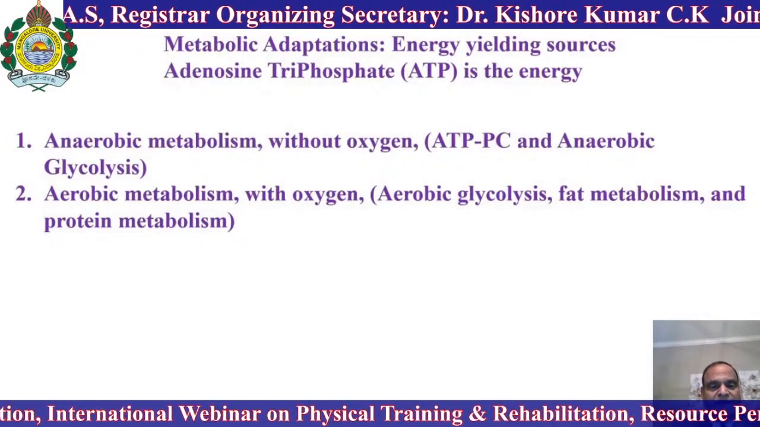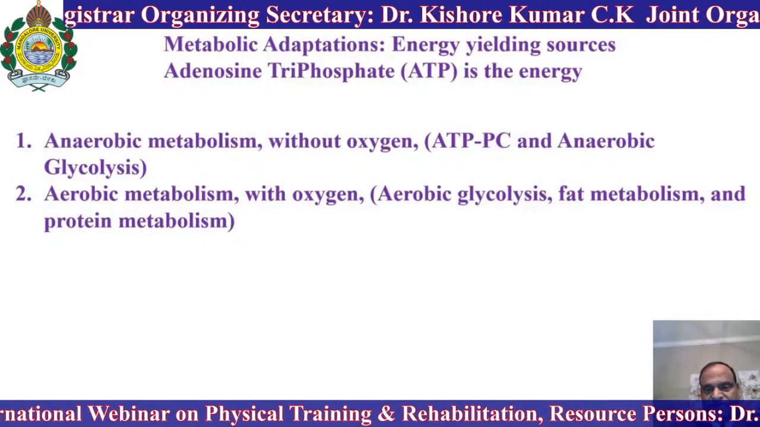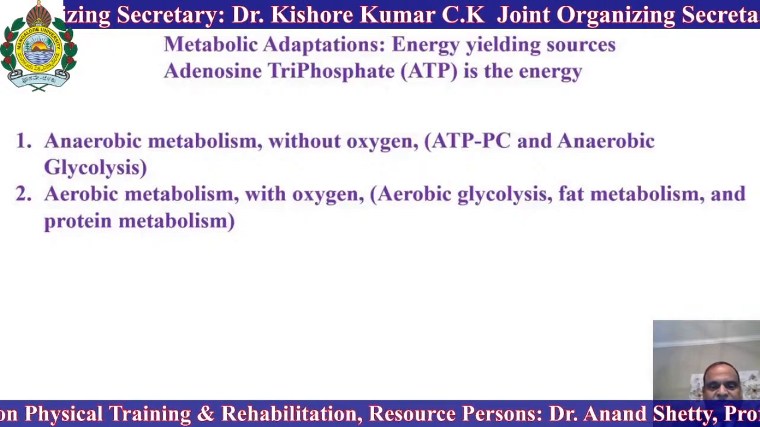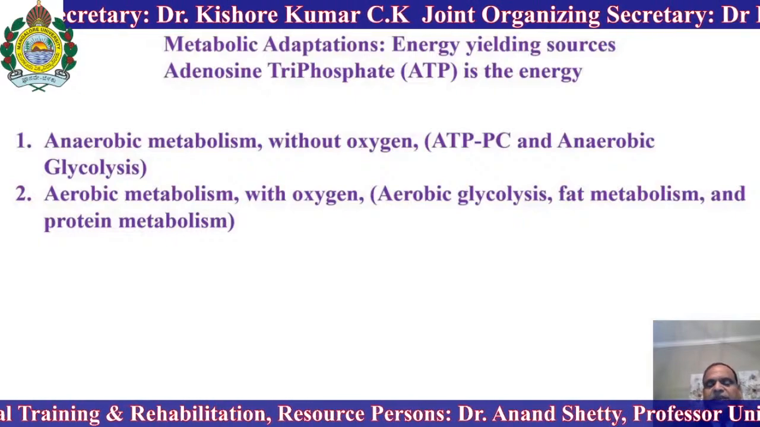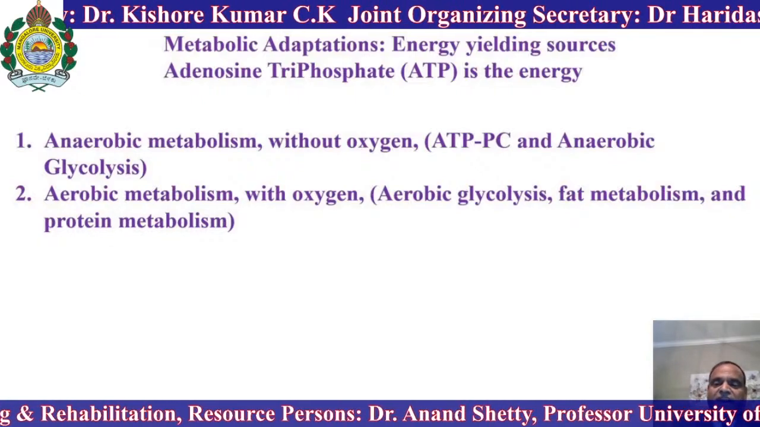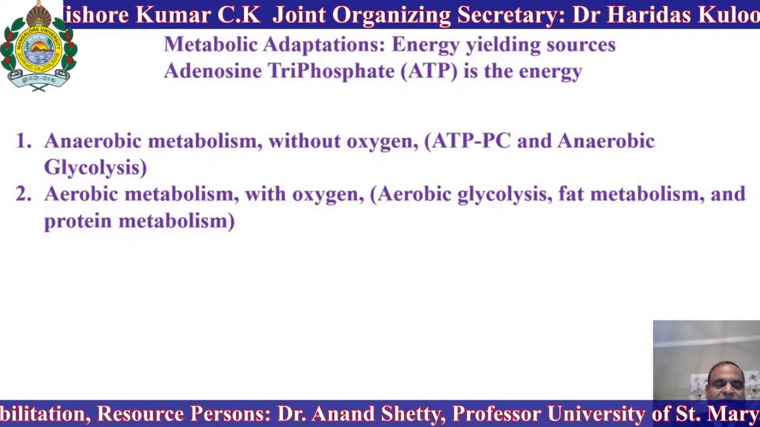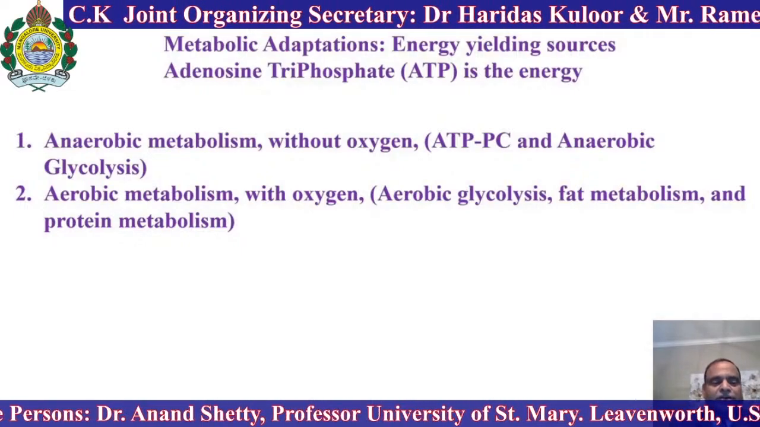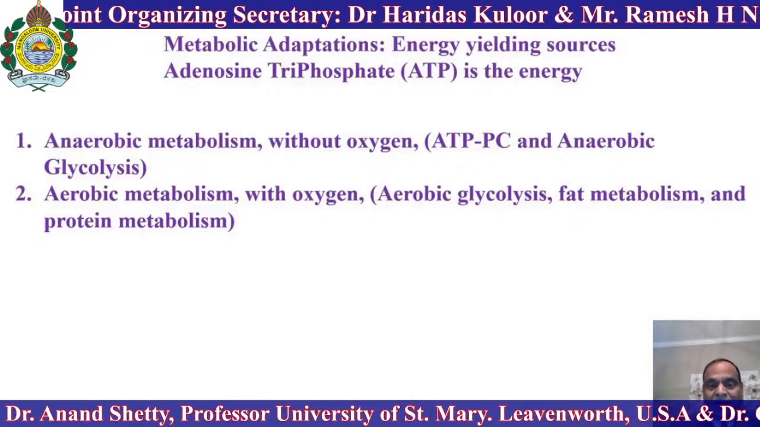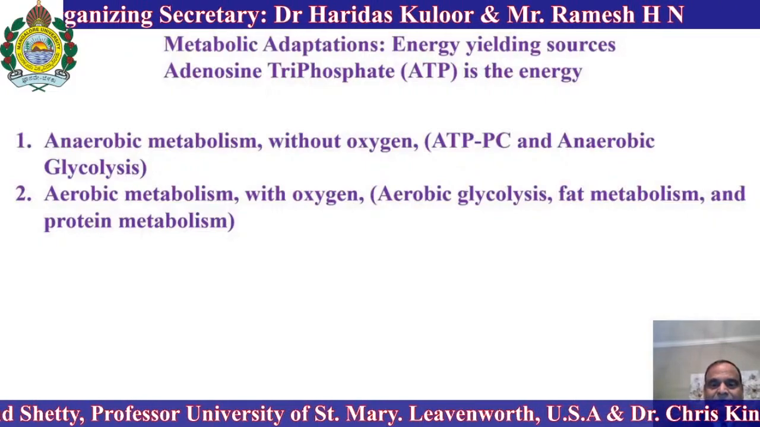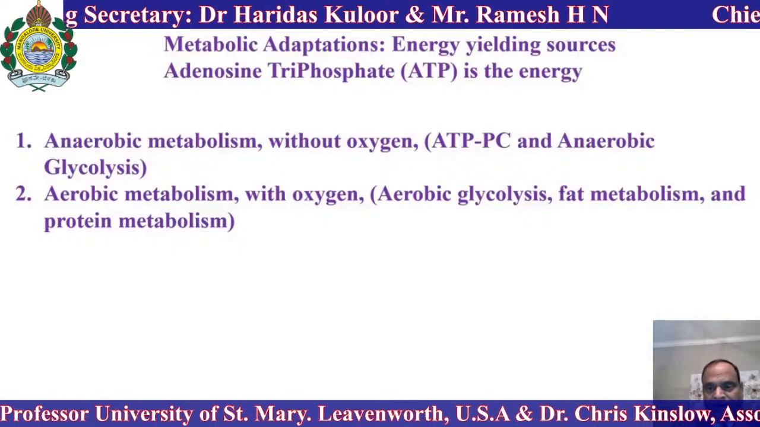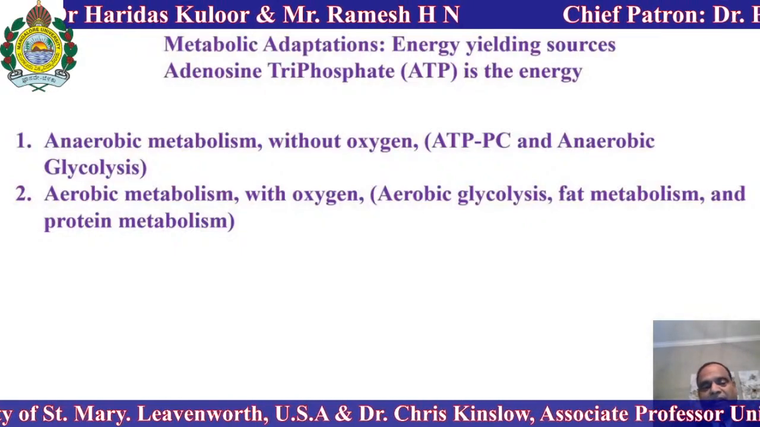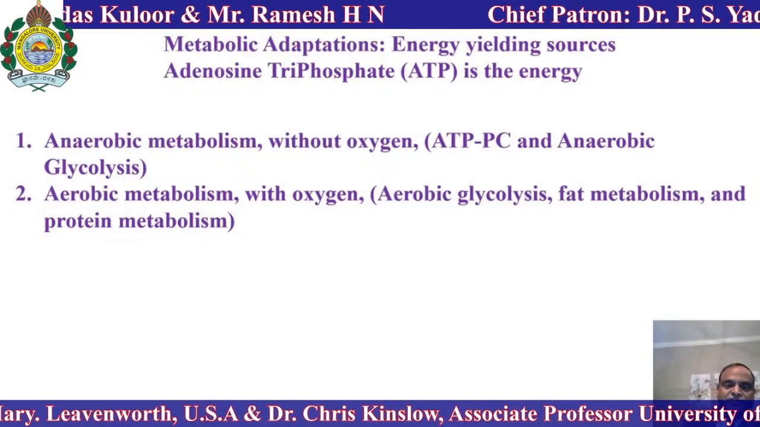Under anaerobic metabolism, we have two systems. One is ATP-PC and the other one is anaerobic glycolysis. In the aerobic metabolism, we have aerobic glycolysis, fat metabolism, and protein metabolism. If you look into the terms, glycolysis means use of carbohydrate. When you talk about fat metabolism, it means use of fat, and protein metabolism uses protein.